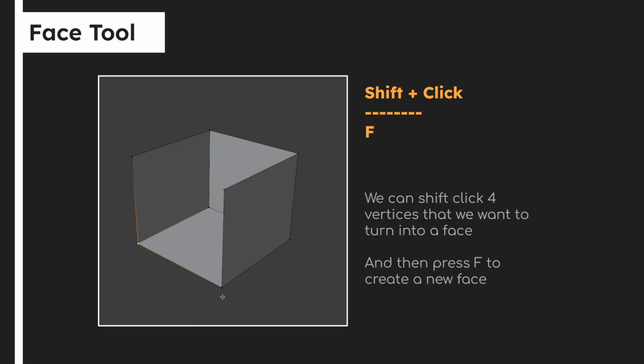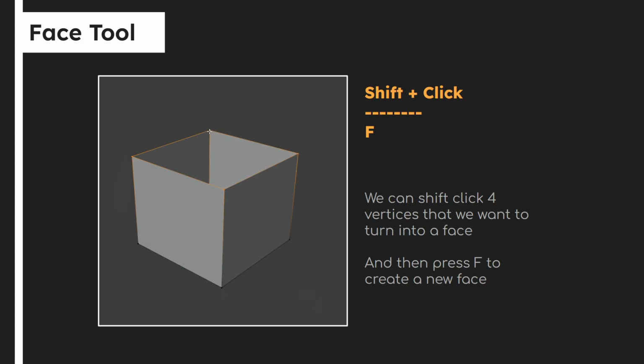Okay. The hotkey for this one is first you're going to shift click all of the vertices that you want to turn into a face. And the hotkey for actually creating a new face is F. So once we've selected 4 or potentially more or 3 vertices that we want to turn into a face, we can hit F and it will draw the new triangles in between.